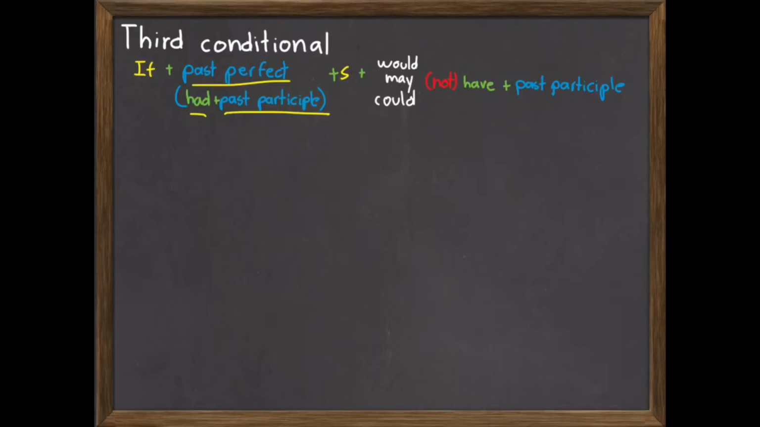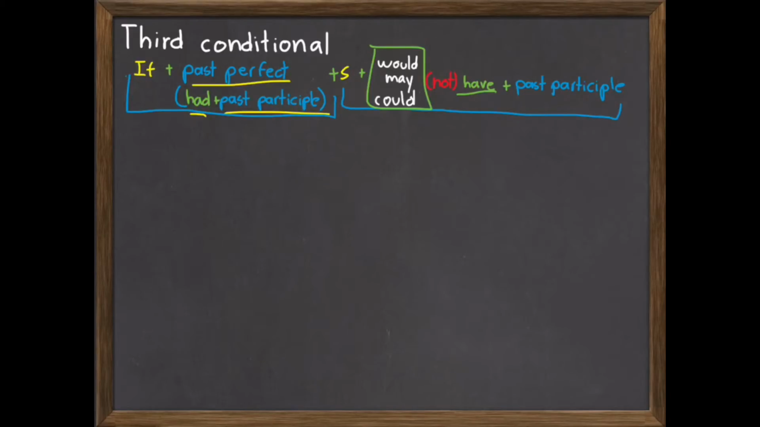First, we do the if clause, which will have the if and then the past perfect, or it could also be a had and a past participle, and then the subject and the rest, which is the main clause, the subject and the verb would, may, or could, their not forms, followed by have and then the past participle.